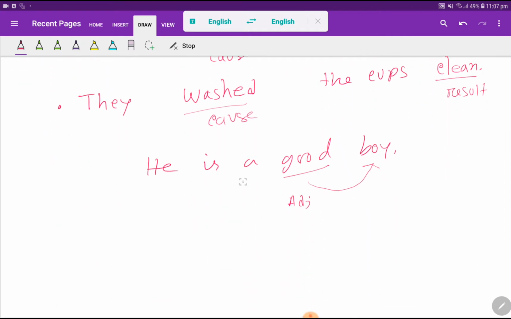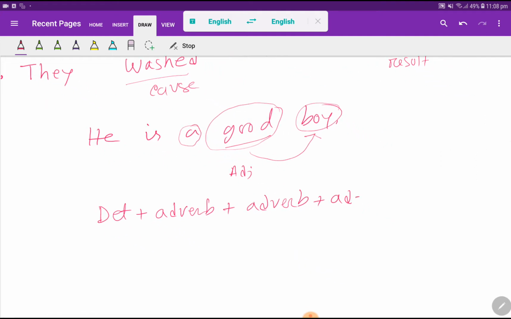So look, he's a good boy, right? This is a determiner or article, this is an adjective and this is a noun. So what is the structure of a noun phrase? Look, determiner plus adverb plus adverb plus adjective plus noun.